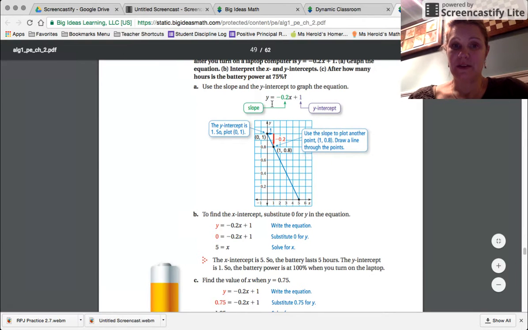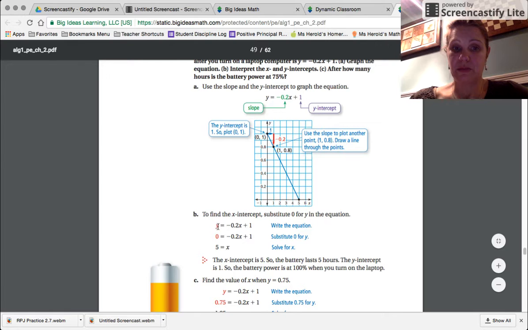But this time I'm given an equation in slope-intercept form. So I want to plot that y-intercept. Notice that's the positive 1 right there. And then use that slope of down 2/10 and over 1 every time to get the rest of my equation plotted. Now, I don't have to do it that way, but since it's already in slope-intercept form, that's probably what I would do.